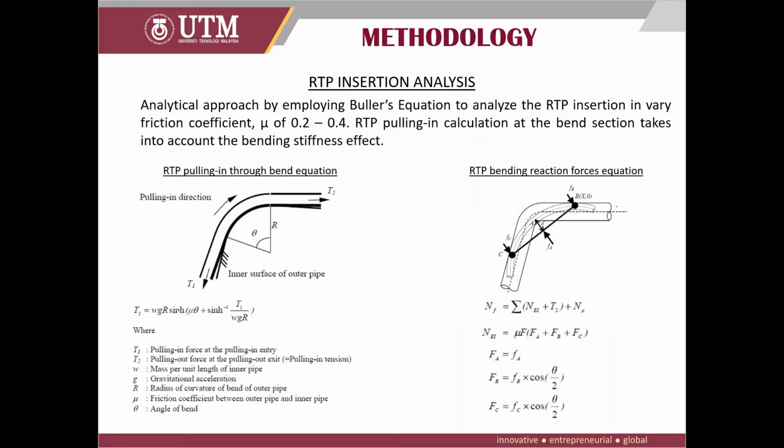For the methodology, RTP insertion analysis. Analytical approach by employing Euler's equation to analyze the RTP insertion in varied friction coefficients of 0.2 to 0.4. RTP pull-in calculation at the bend section takes into account the bending stiffness effect. The left figure below shows the RTP pull-in through bend schematic and the equation. Meanwhile, the right figure below shows the RTP bending reaction forces, schematic and the equation.